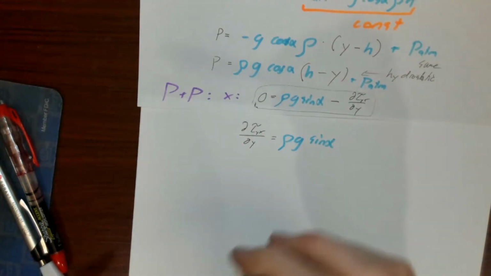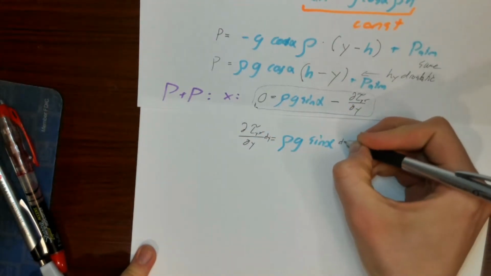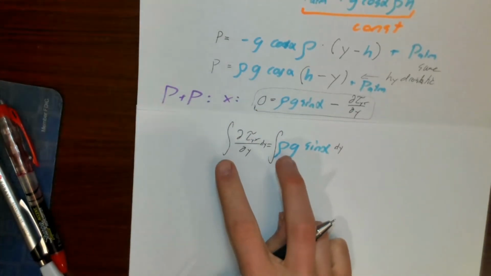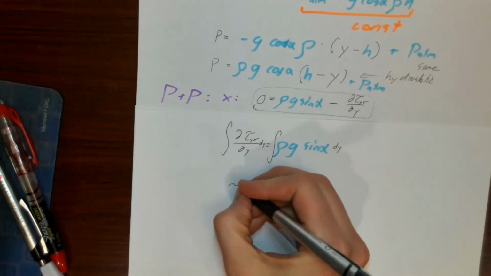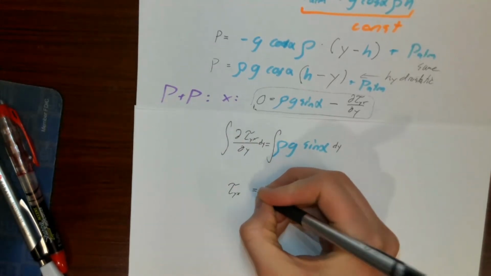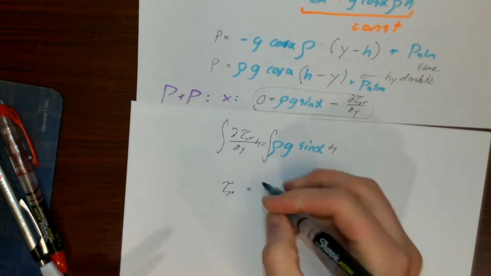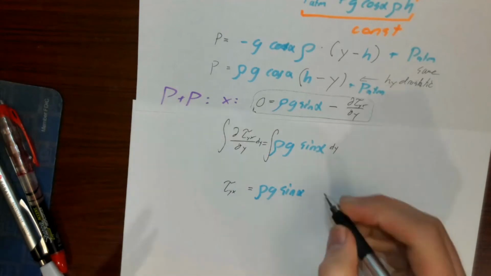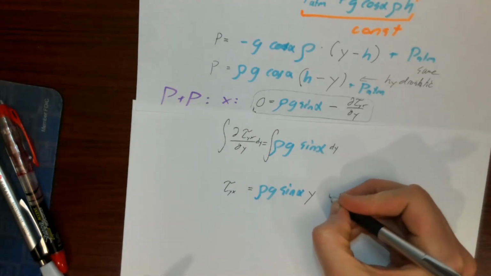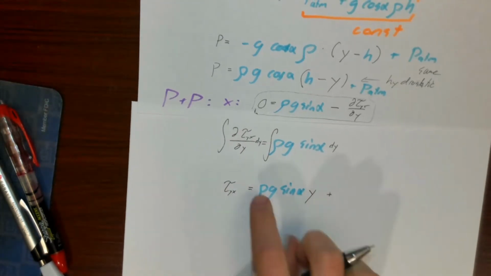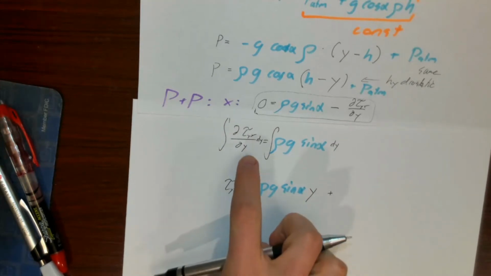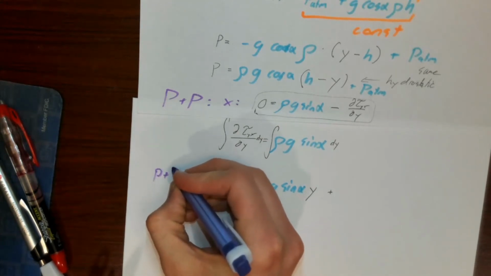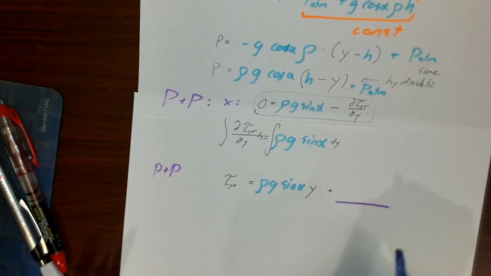I can multiply both sides by a dy, and I can integrate both sides as indefinite integrals. When I integrate the left-hand side, I end up with tau yx. When I integrate the right-hand side, I have rho g sine alpha times y plus, well, what do I get here? These are indefinite integrals, and here's an integral with a partial derivative. So pause and ponder. What should be this thing here?